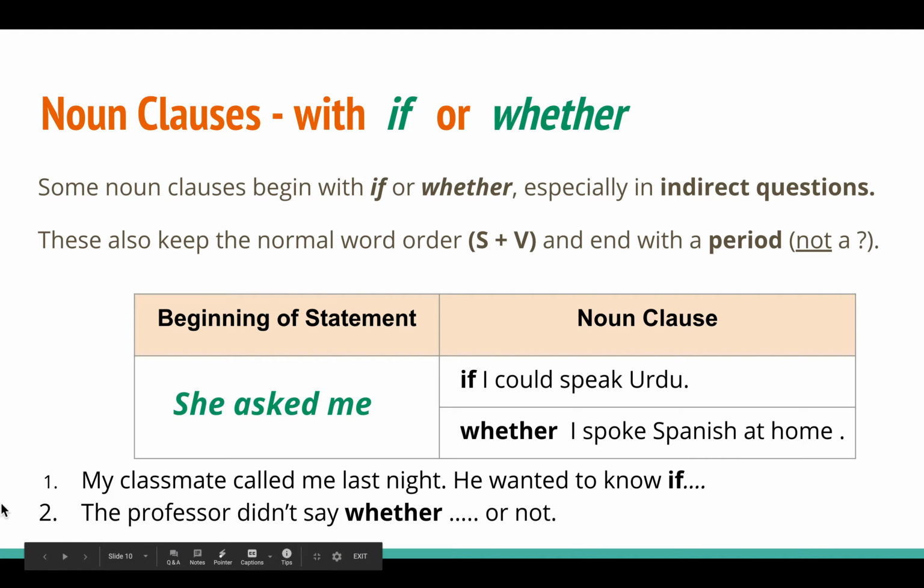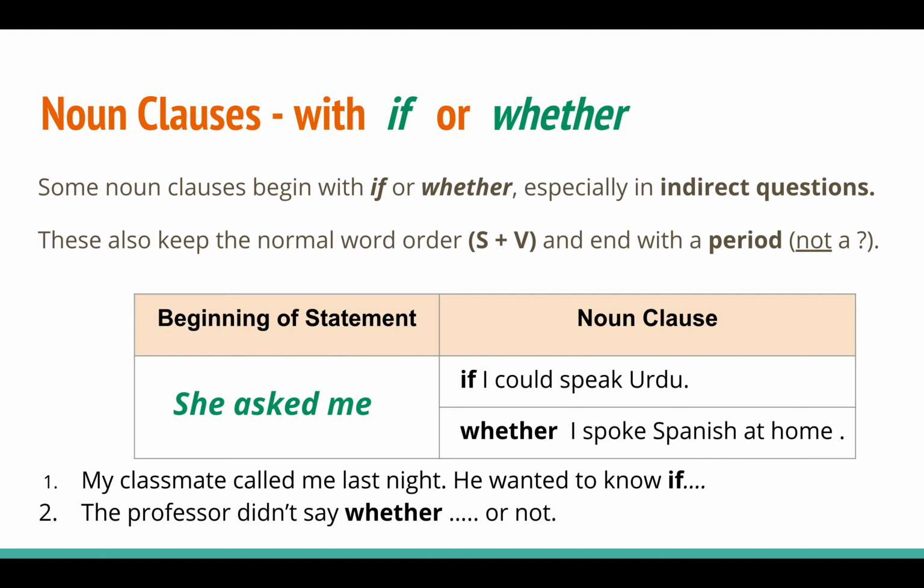Okay, here are two examples for you. I'd like you to finish the sentences. The word in bold is the beginning of your noun clause, and it's going to be followed by a subject and a verb. So please pause the video as you think about it. I'm going to give you some answers in just a second.